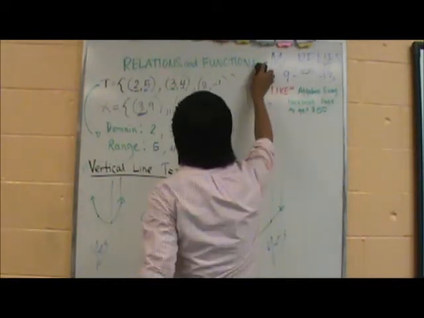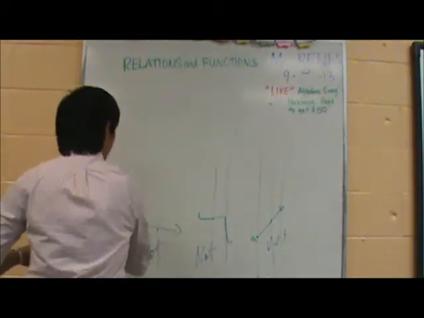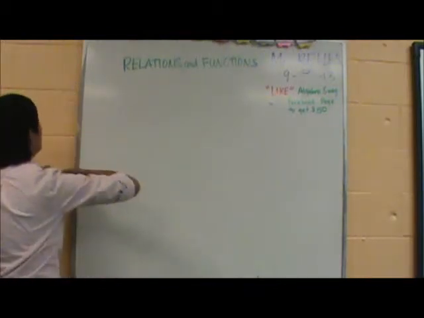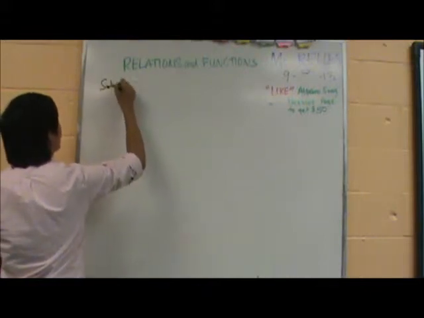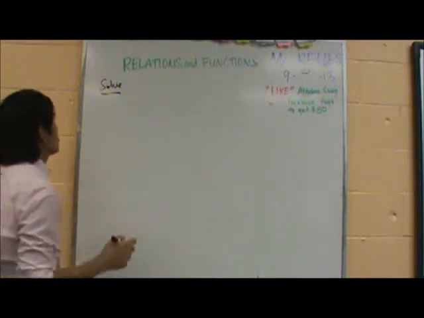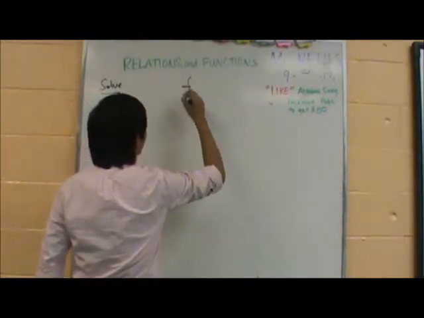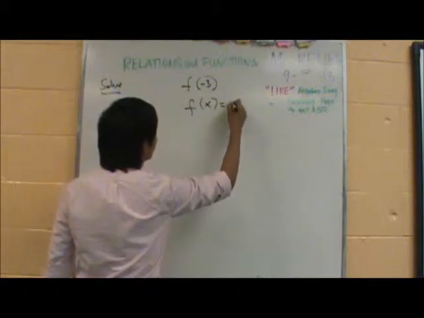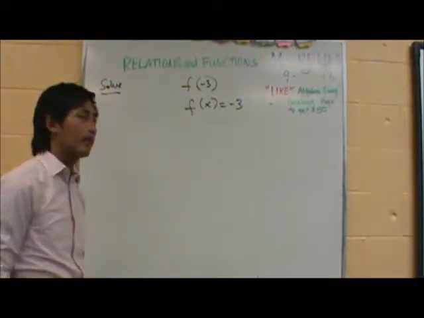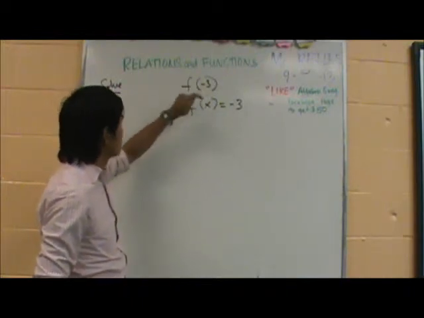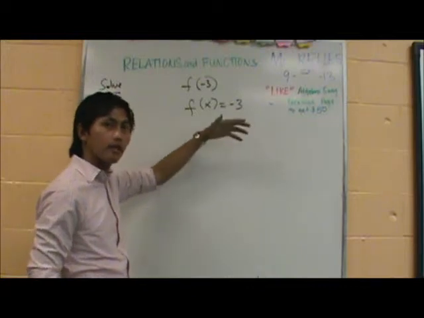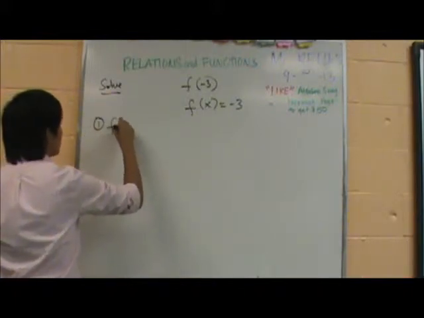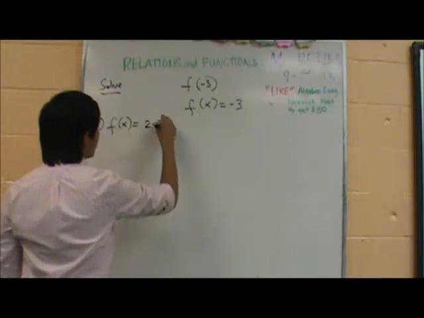Now, I remember we were doing this. Okay, this one. I remember we were solving for functions. So we agreed that, let's say for example, we have -3, and the function of x is -3. Now we agreed in our class that the -3 is inside of the parentheses, while the other -3 is outside of the parentheses. So for example, number 1. For example, we have the function of x is equal to 2x squared minus 5.